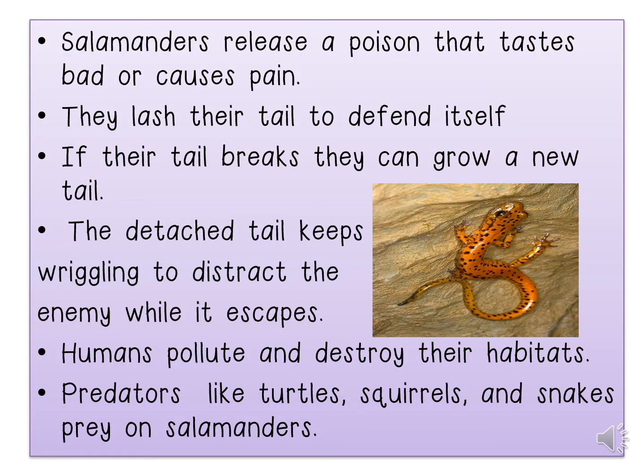Salamanders release a poison that tastes bad or causes pain. They lash their tail to defend itself. If their tail breaks, they can grow a new tail. The detached tail keeps wriggling to distract the enemy while it escapes. Humans pollute and destroy their habitats. Predators like turtles, squirrels, and snakes prey on salamanders.